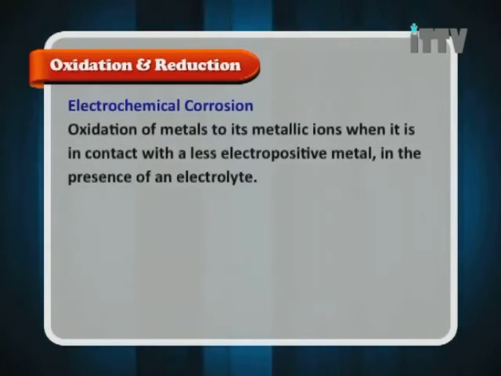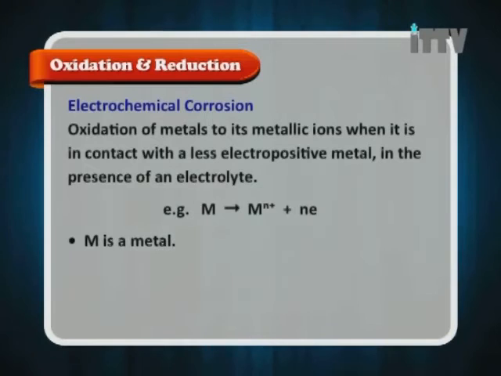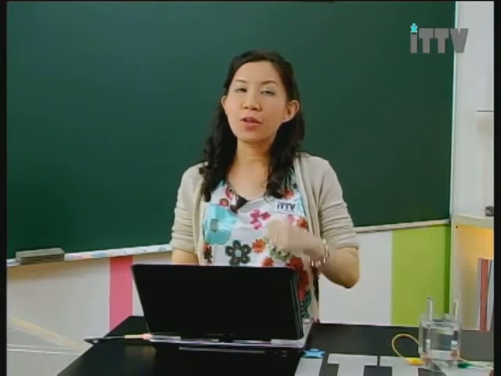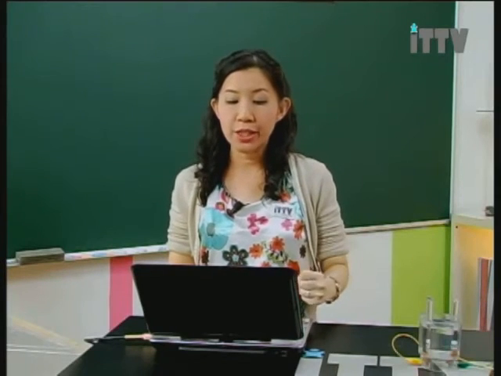Now, what about electrochemical corrosion? Oxidation of metals to its metallic ions when it is in contact with a less electropositive metal in the presence of an electrolyte. For example, M will be oxidized to become Mn+ by releasing n number of electrons, and big M here refers to the metal. So that's the definition of an electrochemical corrosion.